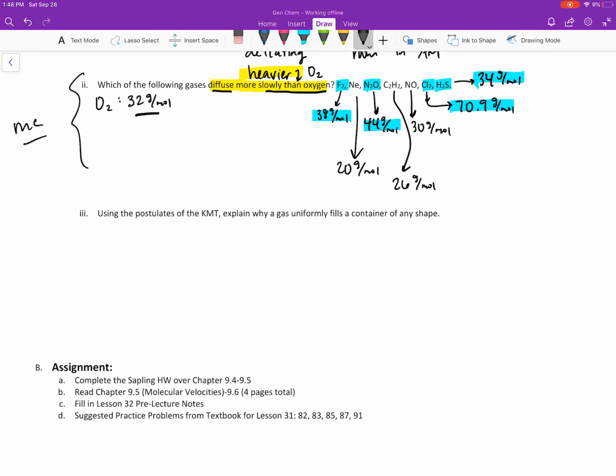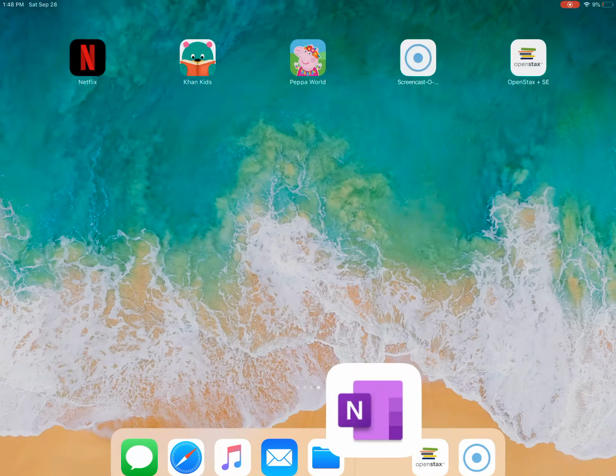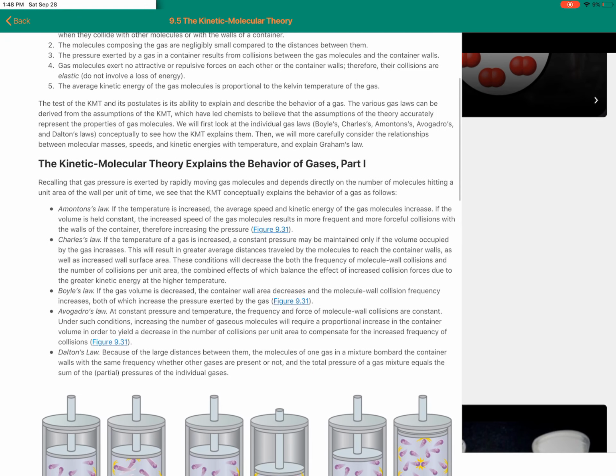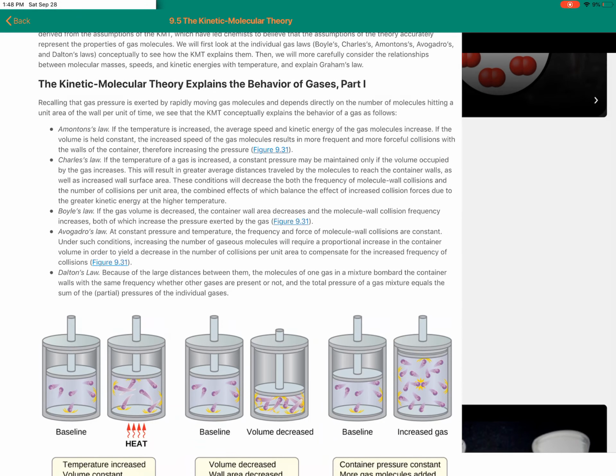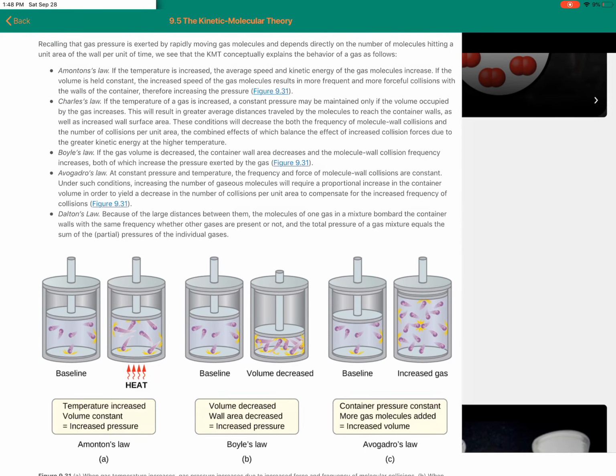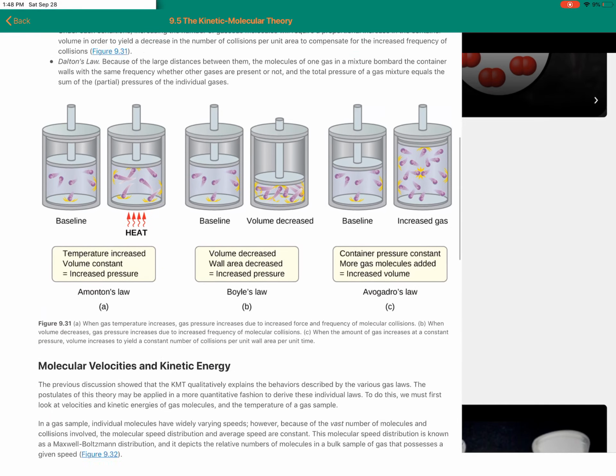All right. The last question says, using the postulates of the kinetic molecular theory, explain why a gas uniformly fills a container of any shape. Okay, so I'm going to take you back to OpenStax because I want you to see that there's some extra stuff in here. If you keep reading down, it's going to explain how the kinetic molecular theory relates to those individual gas laws we've already talked about. I would recommend reading through this because it's going to show you how well they complement each other and how they explain each other.